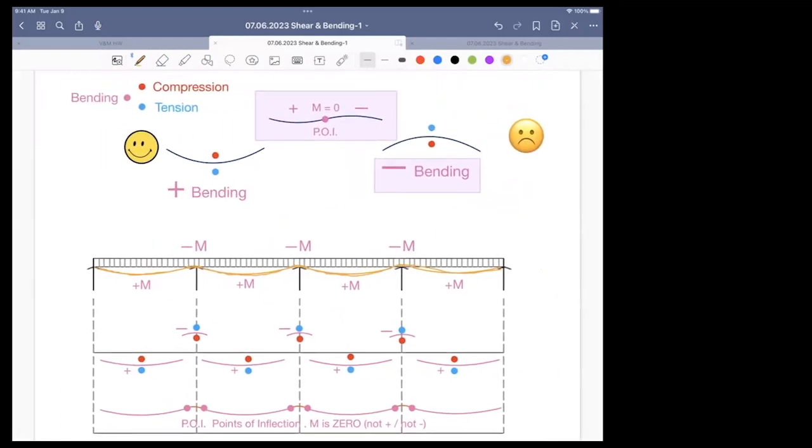Okay, so there's tension on the bottom. Oops, the tension flipped to the top. Tension on the top, tension on the bottom, tension on the top, tension on the bottom. I need rebar on the bottom. I need rebar on the top. I need rebar on the bottom, bottom, bottom, and rebar on the top.